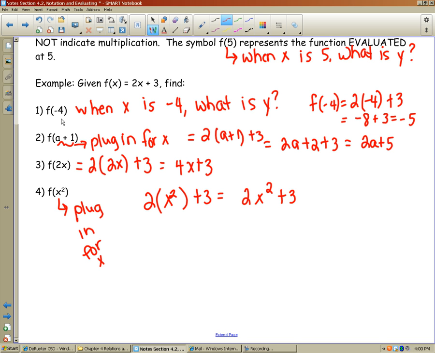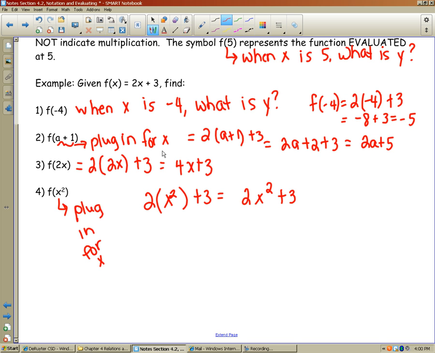So for each of these, we're saying when x is negative 4, when x is a plus 1, when x is 2x, when x is x squared, what is y, or simplify it. Sometimes we don't have an exact value. So plug in x squared and simplify it. Plug in 2x for x and simplify it. Plug in a plus 1 for x and simplify it. Plug in negative 4, simplify it, and you get negative 5.